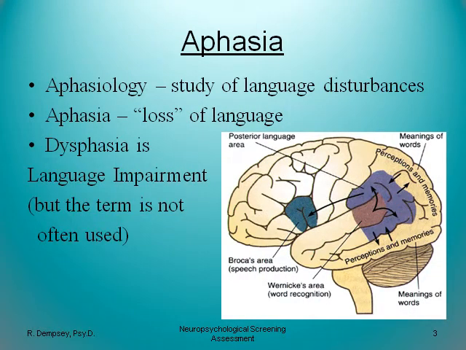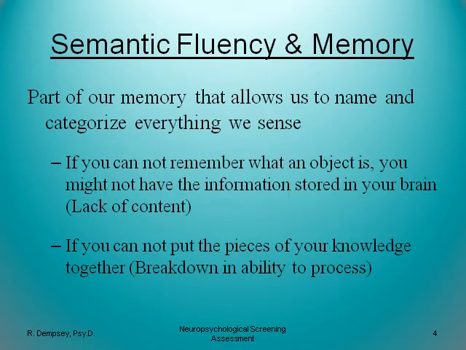Aphasiology is the study of language disturbances, if you're so inclined. So, semantic fluency and memory. Parts of our memory that allow us to name and categorize everything that we sense. If you cannot remember what an object is, you might have problems with information stored in your brain, meaning lack of content. And if you can't put the pieces of knowledge together, then it might be your problems with processing. So those are two things to keep in mind when you're looking at semantic fluency.